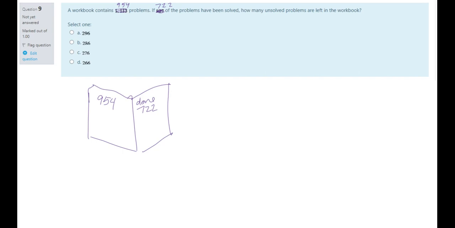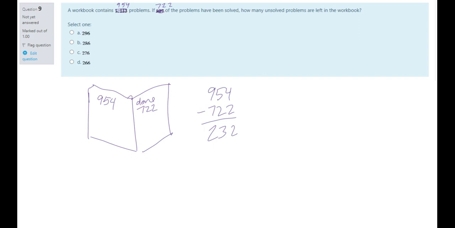If we think of it, it could be anything that you have. It could be the amount of candies you have and how many you've given away, how many do you have left. Most people are going to go, okay, that's just a subtraction. They'll do 954 minus 722, do their work and get their answer, and that would be the answer.